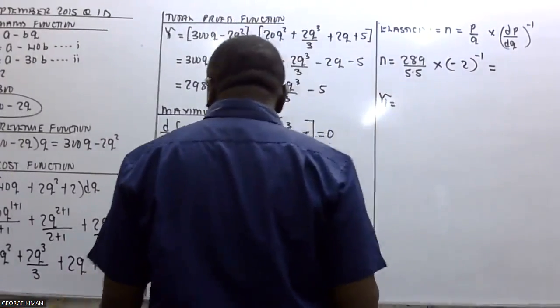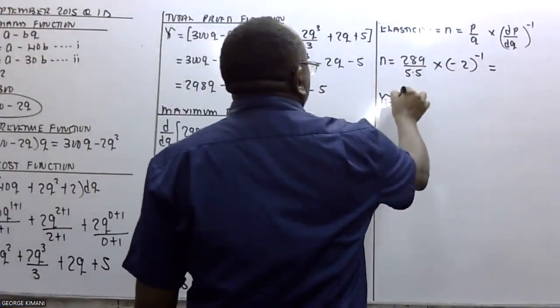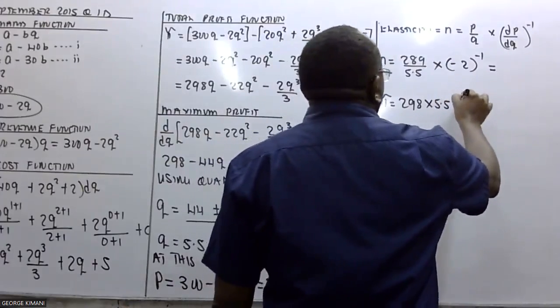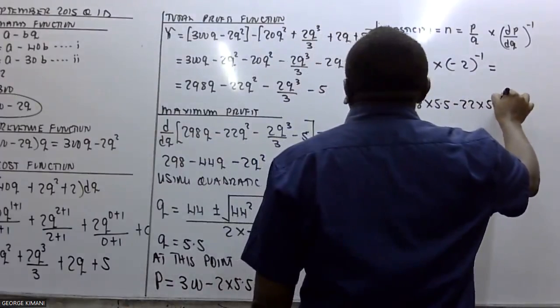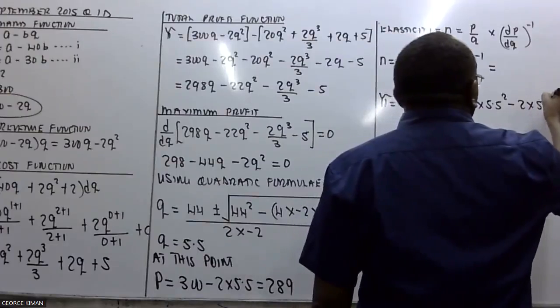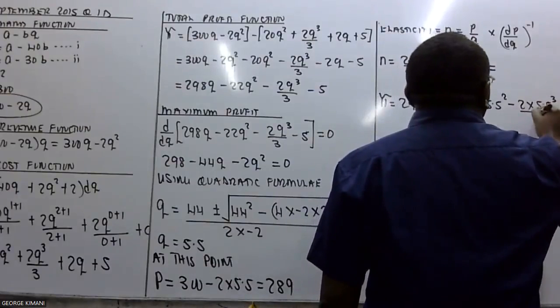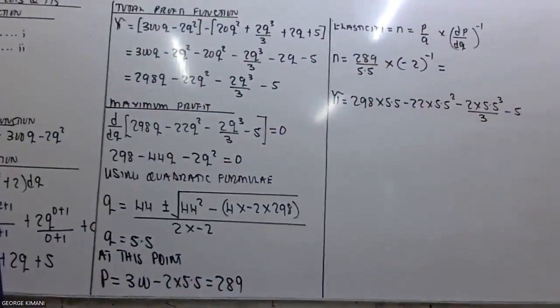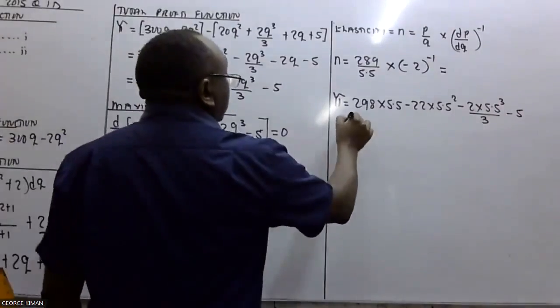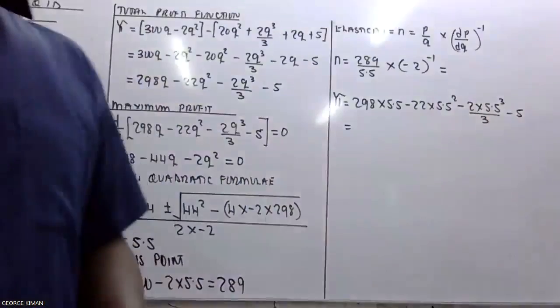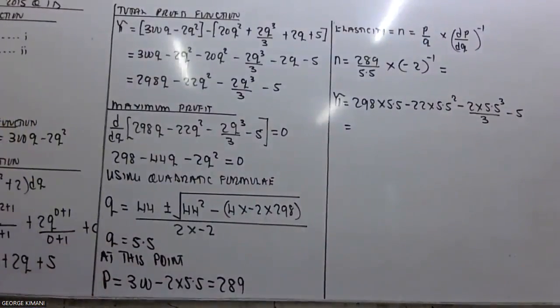Then the profit, which was the profit function 298 multiplied by 5.5, minus 22 multiplied by 5.5 squared, minus 2 times 5.5 cubed over 3, minus 5. Yeah, so you can do many others.